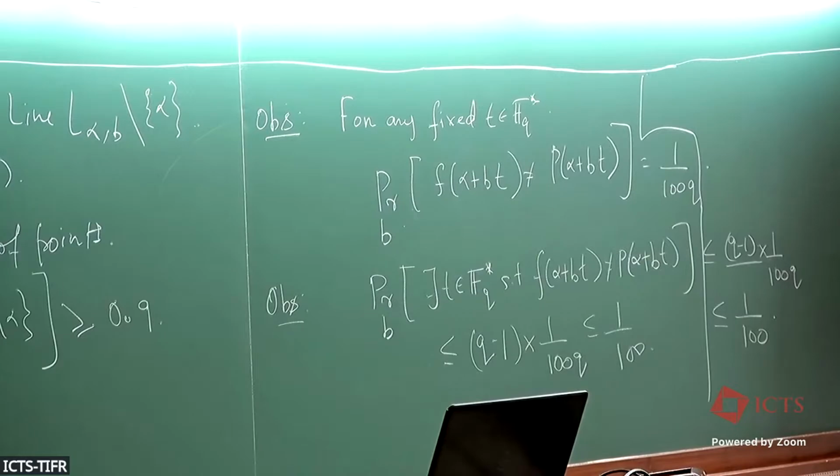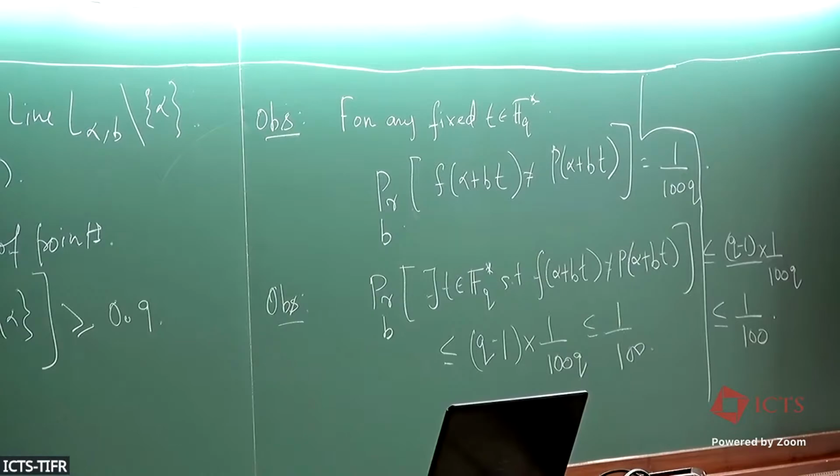Great. And this immediately lets us tolerate 1 over 100 error. I mean, we can increase the error tolerance from 1 over 100q to 1 over 100. Why? Because if P and F disagree on 1 over 100 fraction of locations, then the expected number of erroneous points you will see on this line that we have picked is going to be about q over 100. And q over 100 is much smaller than q over 4.